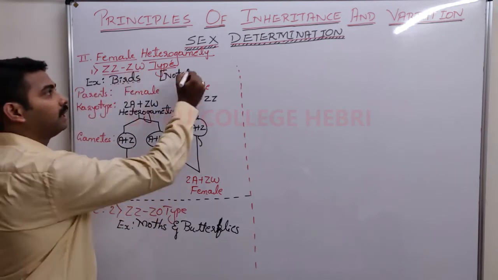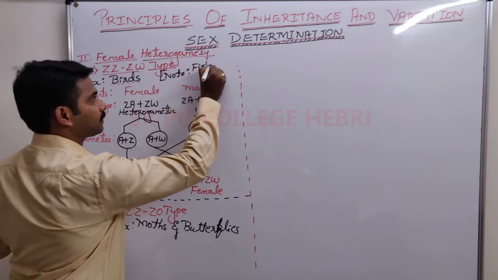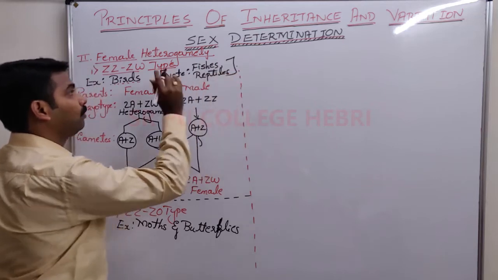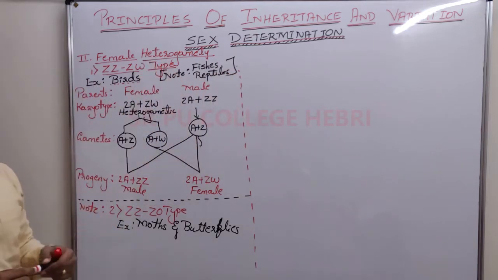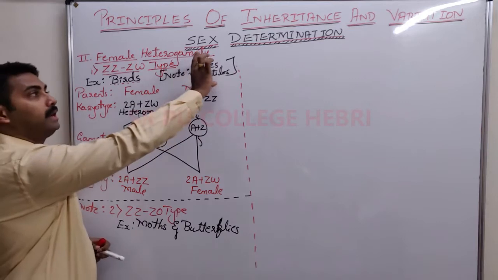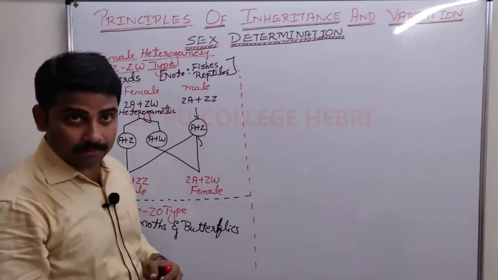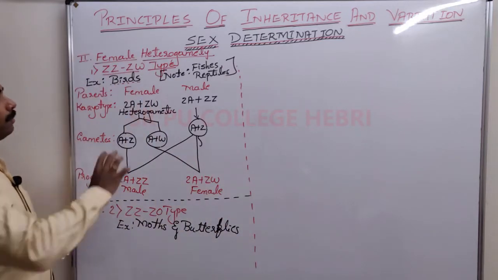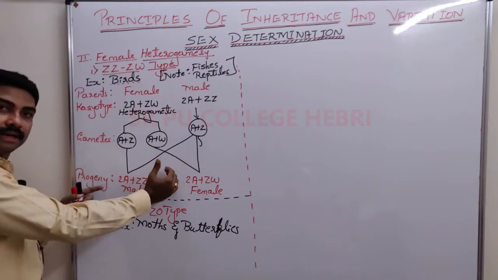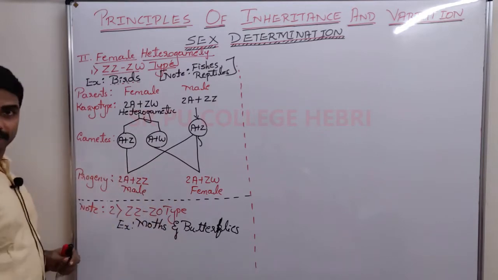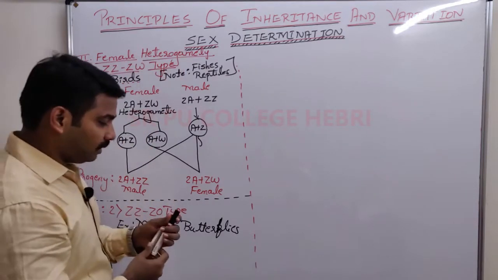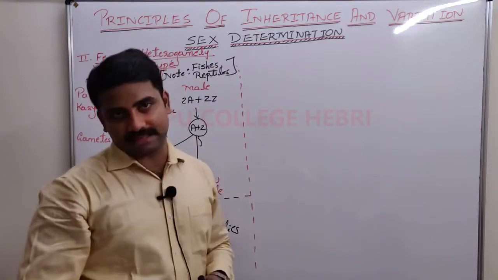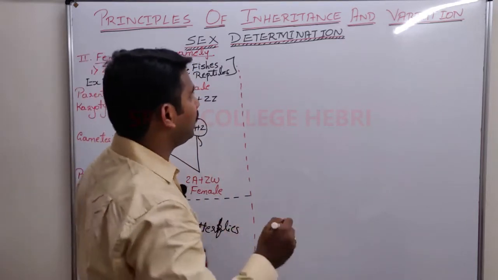Along with birds, even fishes and reptiles are also known for ZZ-ZW type, but you are not going to mention this in the boards exam. Okay, you have to strictly speak about only which one? Birds. So by this, please write this one and even write the explanation, which is very important. I am ending up with which one? The second type of chromosomal sex determination, that is female heterogamety.